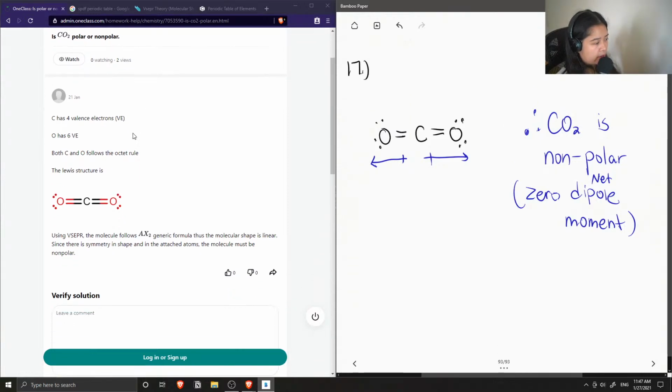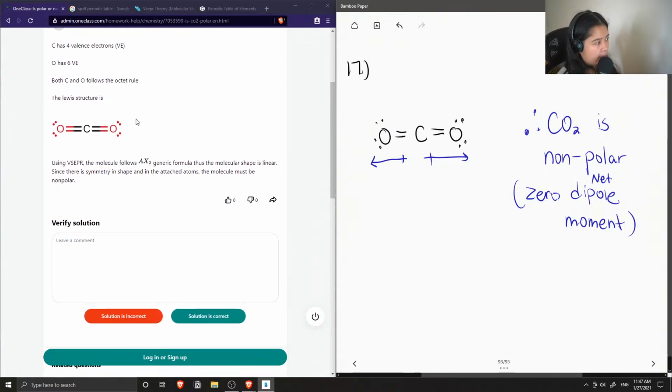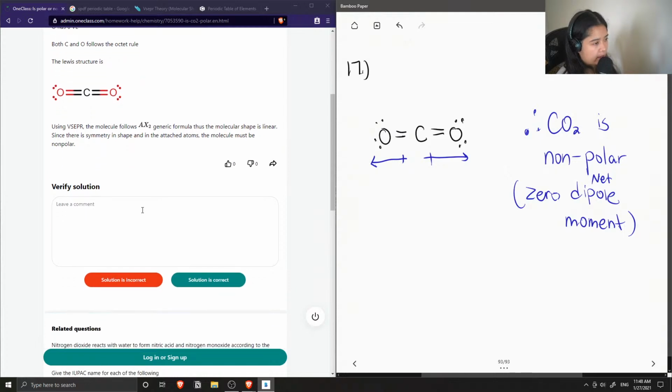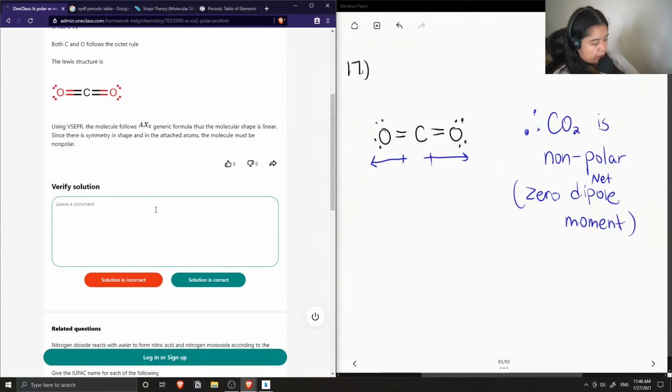And the junior tutor said the same thing. They have the correct Lewis structure, and they noted that the molecular shape is linear, and since there is symmetry in shape and in the attached atoms, the molecule must be nonpolar. So this solution is correct.